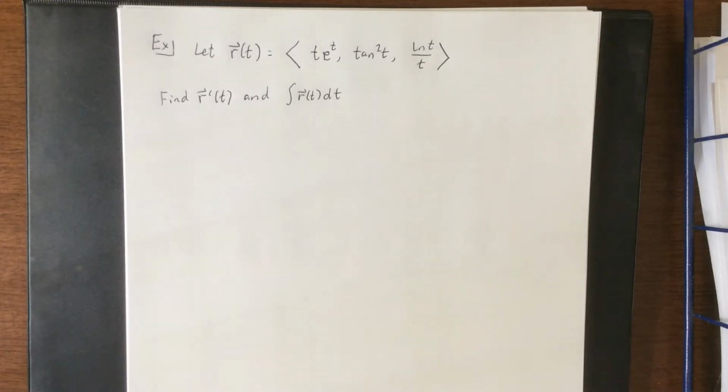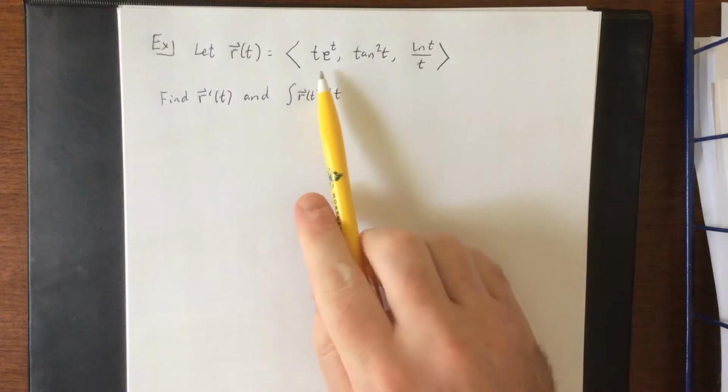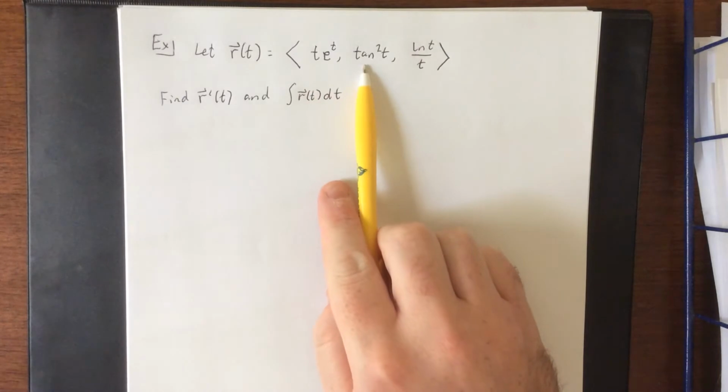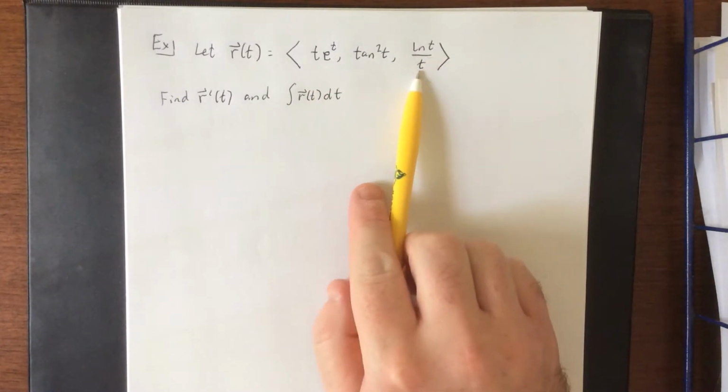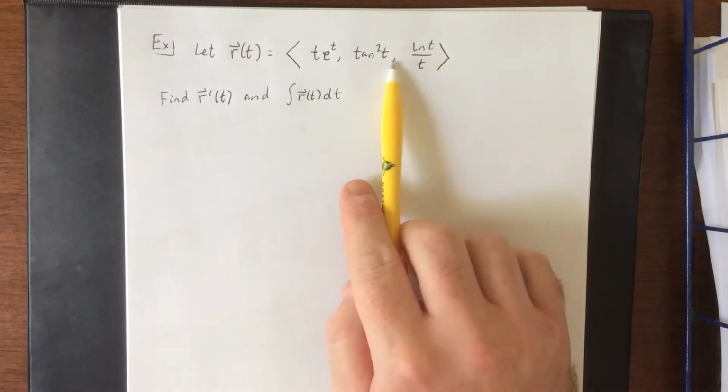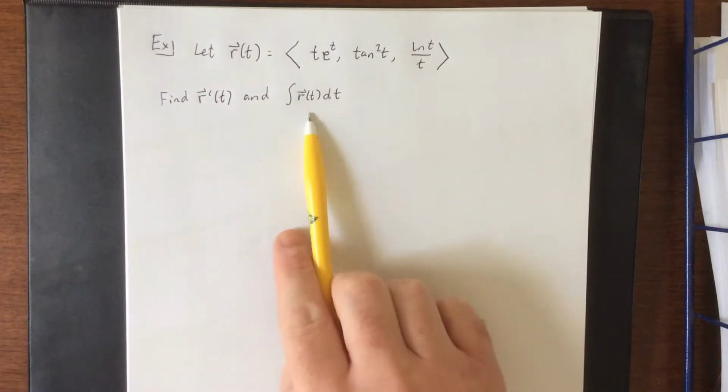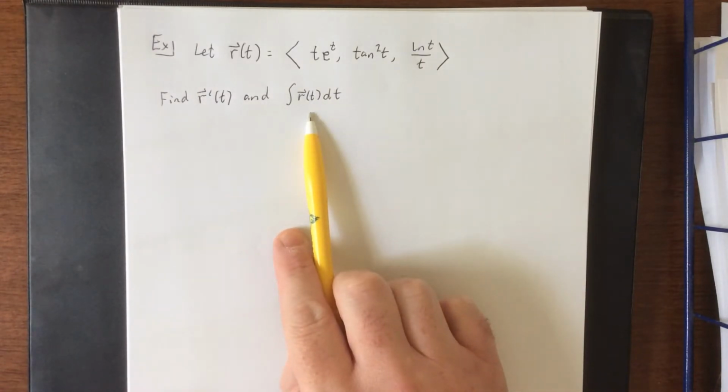To demonstrate the calculus of vector-valued functions, here is a vector-valued function. r(t) is equal to t times e to the t, tangent squared of t, and the natural log of t divided by t. I'm interested in finding both the derivative as well as the indefinite integral of this function.